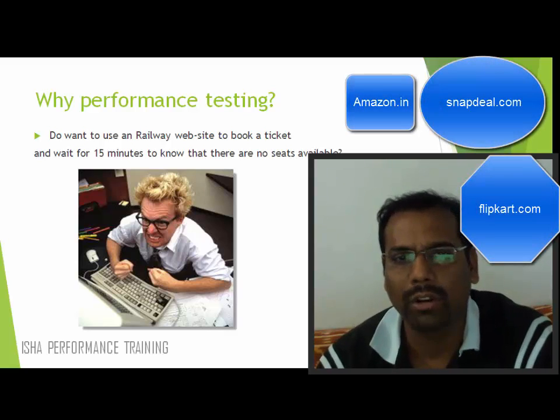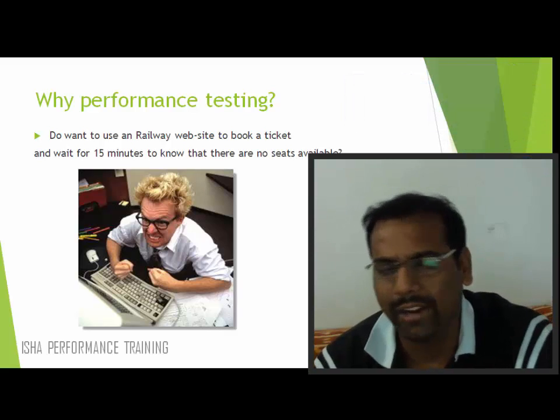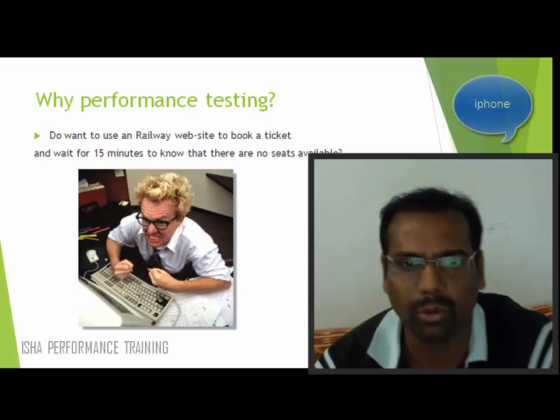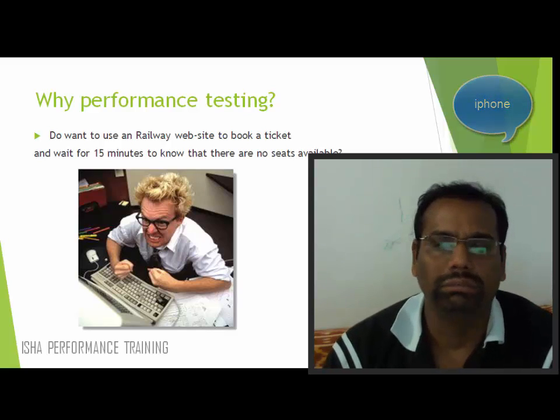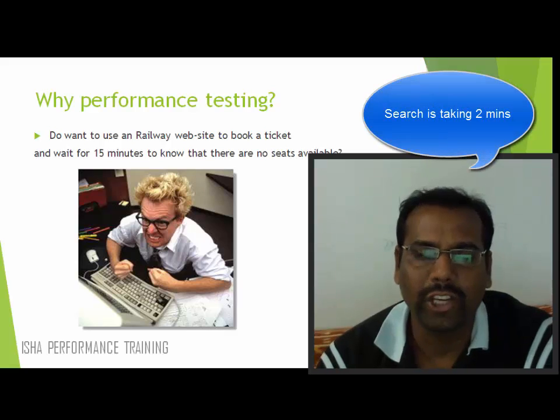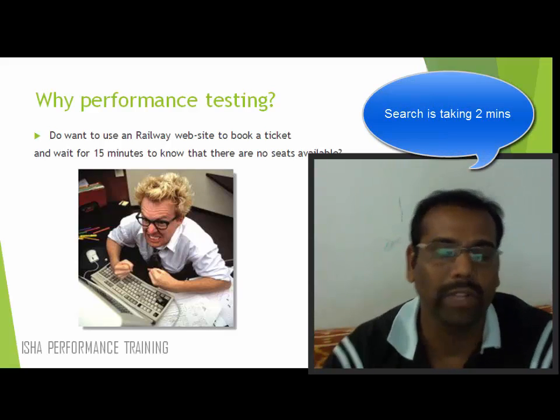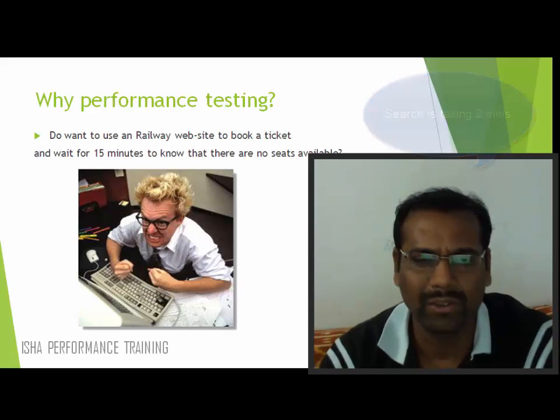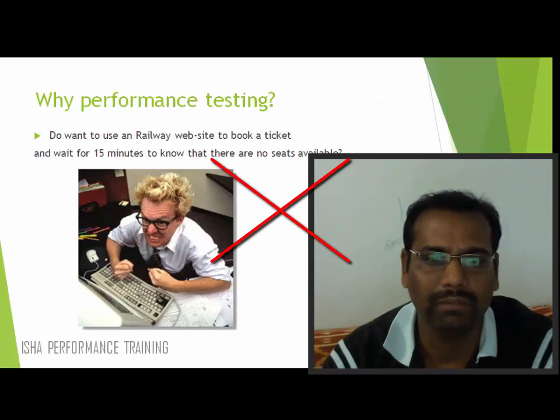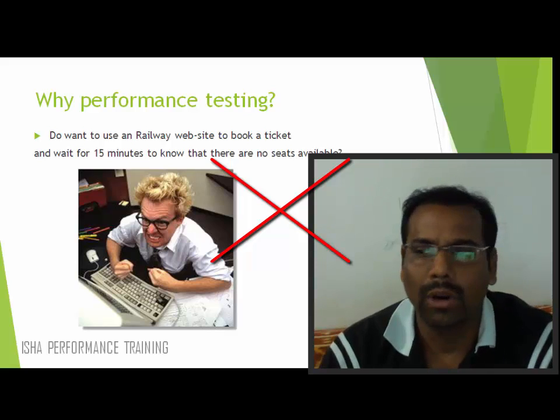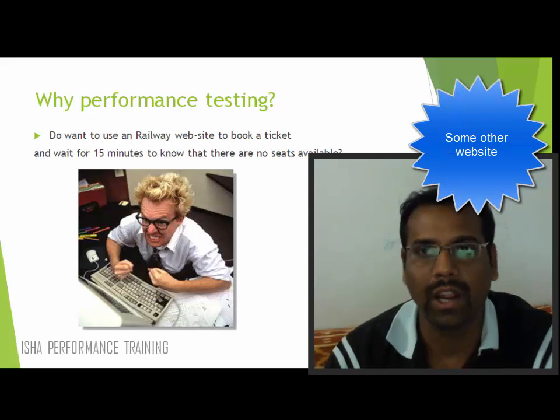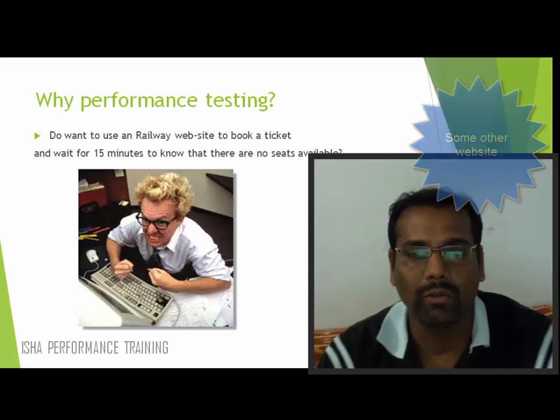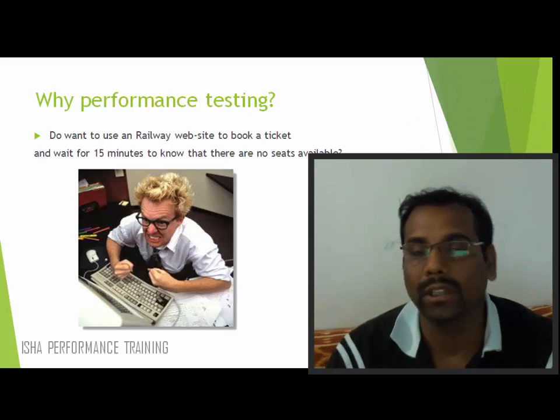So let's assume you're using the Amazon website for your online shopping, and it's kind of slow. You want to buy a phone, let's assume an iPhone, and you have searched for iPhone on Amazon, and just the search itself is taking probably 2 minutes to pull out the results. Would you like to use that kind of website? I'm sure you're not. As an end user, you would start thinking, I'll find some other website where I'll be able to buy that iPhone, and then you would fall back on maybe Flipkart or Snapdeal or something like that.